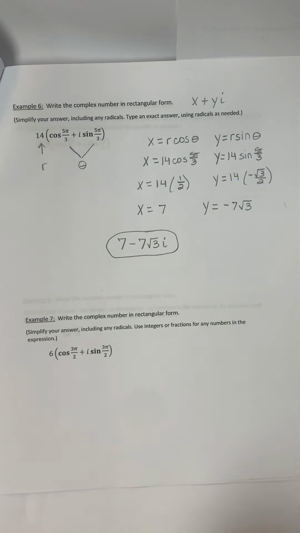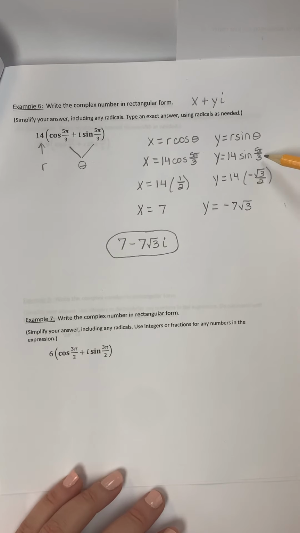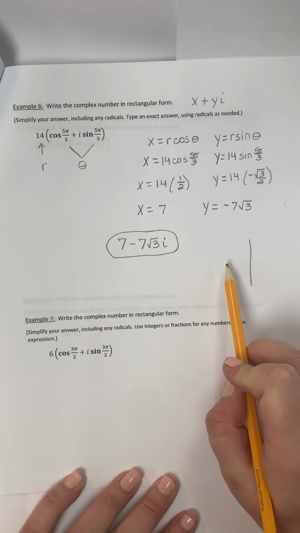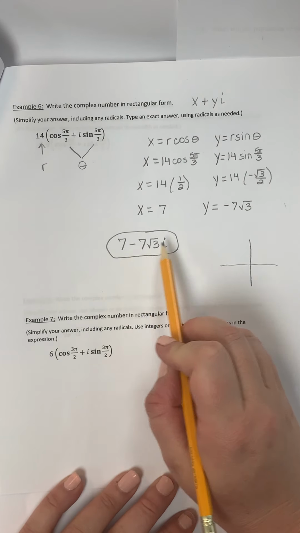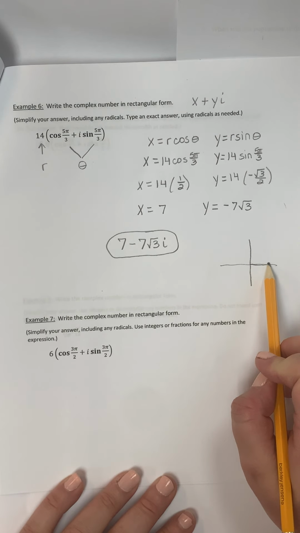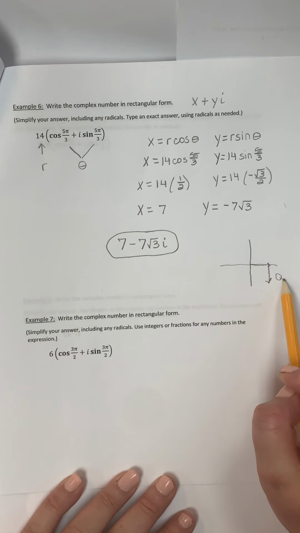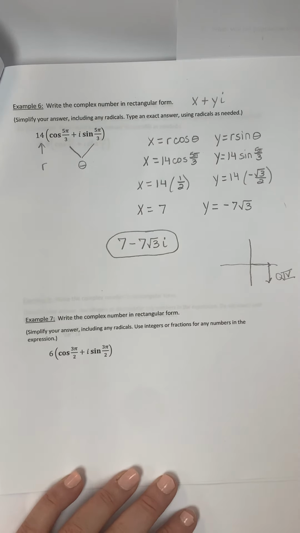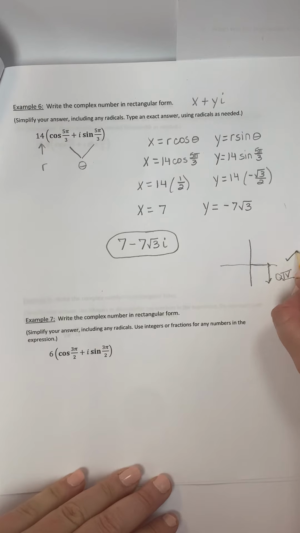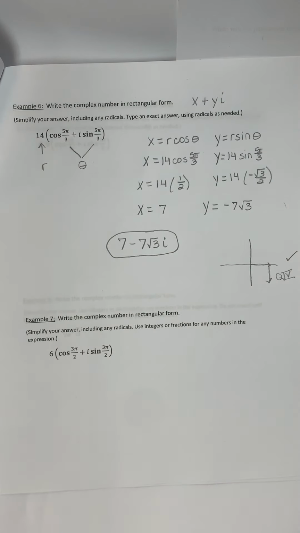All right, the very last thing we're going to do is verify the placement. So 5 pi over 3 was in quadrant 4. Remember, that's where we got this point from. If I were to graph this on the complex plane, I would go positive 7, negative 7 root of 3. That's also quad 4. So that's a good indication that we did it correctly. Just another little checkpoint you want to make sure that you have.